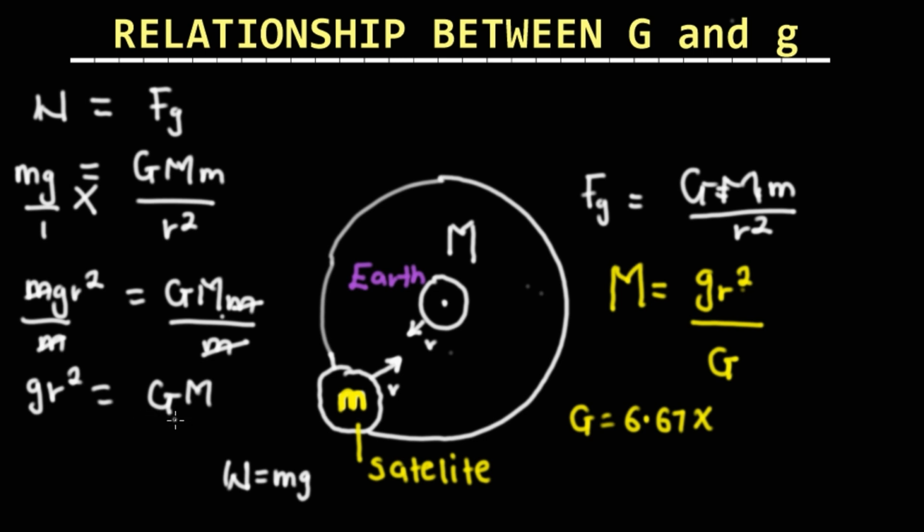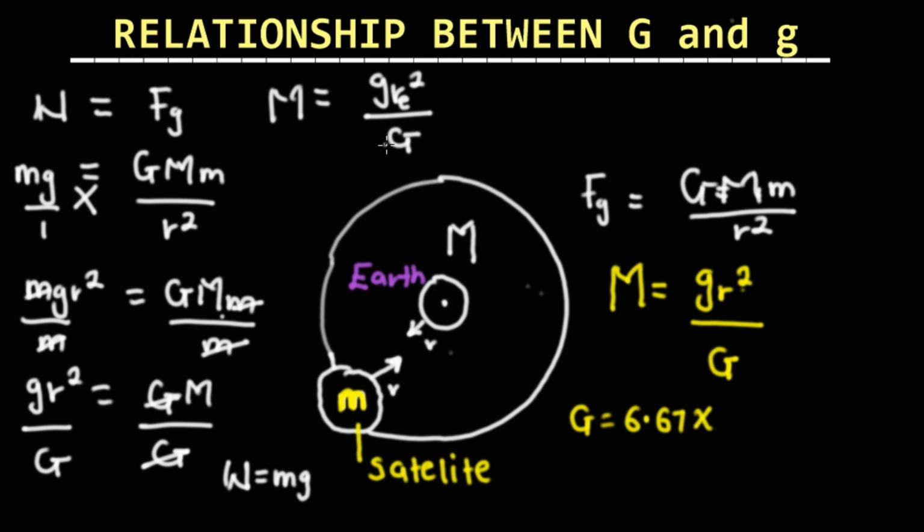But how do we find the mass of the Earth? We have to divide through by G. Dividing through by G, we have the mass of the Earth equal to g r squared over G. Don't forget, this r is the radius of the Earth. From there, we can now plug in our values and find the mass of the Earth. Let's do that.